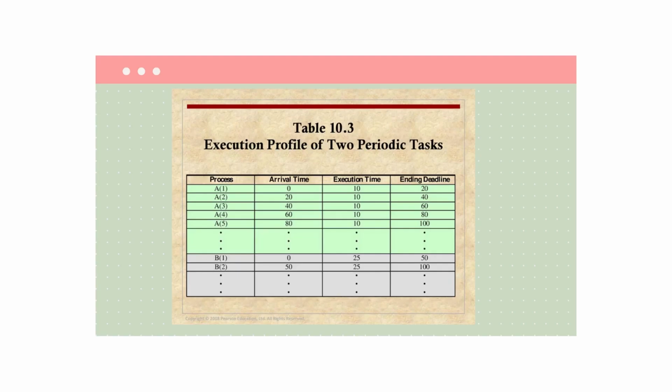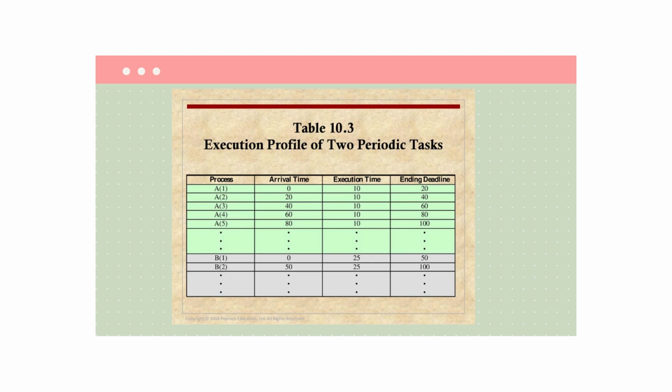So in this table, we have two periodic tasks, task A and task B. It takes 10 milliseconds to process each sample of data from process A and 25 milliseconds to process each sample of data from process B. The execution time for process A is 10 milliseconds, and for process B, it is 25 milliseconds. The deadlines of each task in process A are 20 milliseconds, 40 milliseconds, 60 milliseconds, and so on.